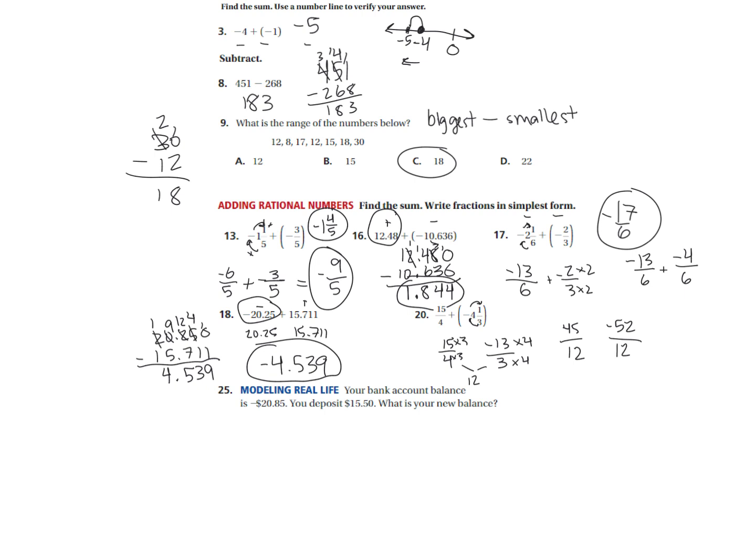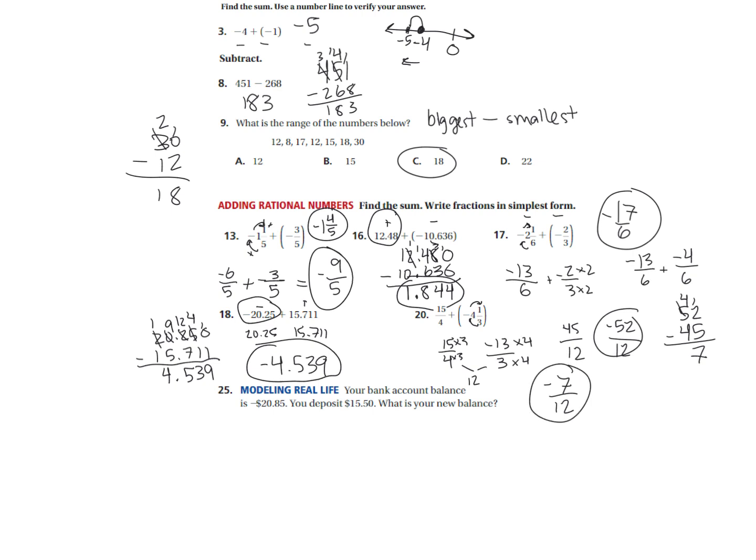All right, when I look, I've got a positive and a negative, so this is going to kind of work against each other. I'm going to take my two numerators and subtract them since they have different signs, and I get 7. So my answer is going to be 7/12, but I keep the sign of the bigger value, which is negative.